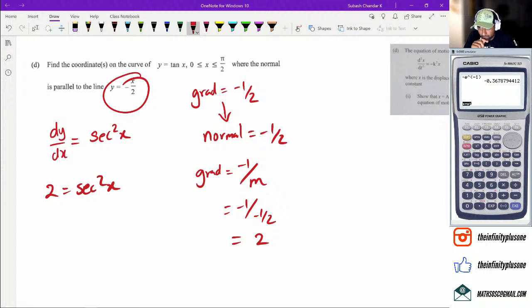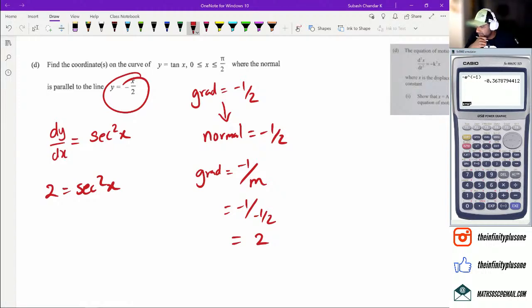Why doesn't that work? TS, m is the gradient, right? We're working backwards. So this tan x has a tangent where it's normal. So you've got to convert the gradient.